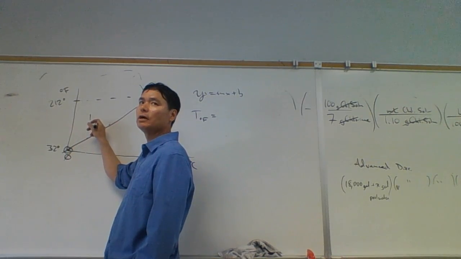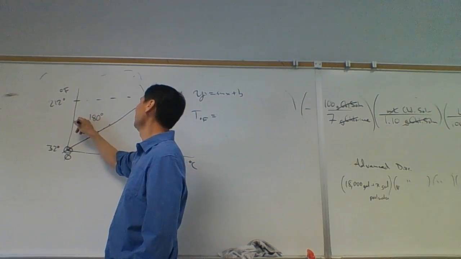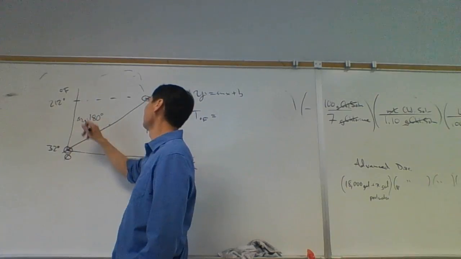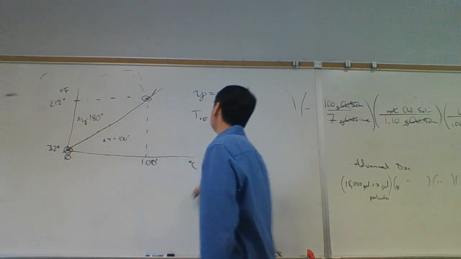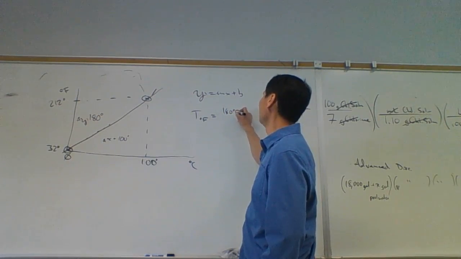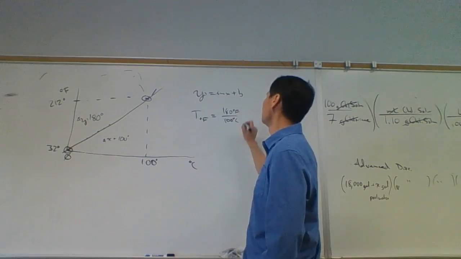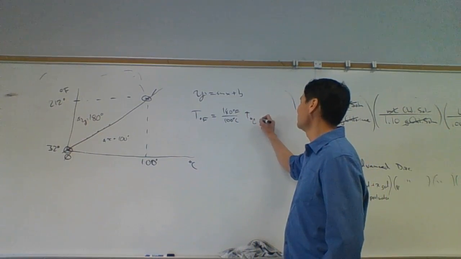Not 190, but 180. 180 degrees. So that's my delta y. What's my delta x? My delta x is 100 degrees. And so my slope is going to be 180 degrees Fahrenheit for every 100 degrees Celsius. X is going to be the temperature in degrees Celsius. What's my intercept?